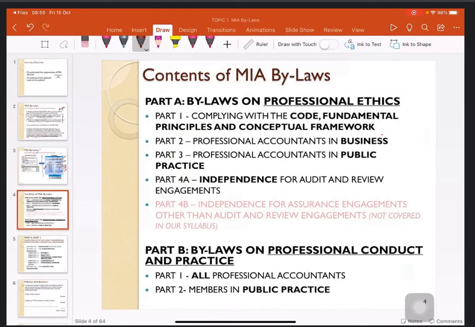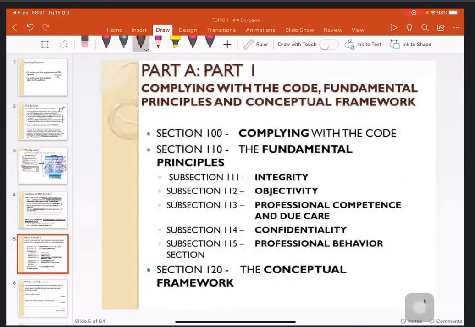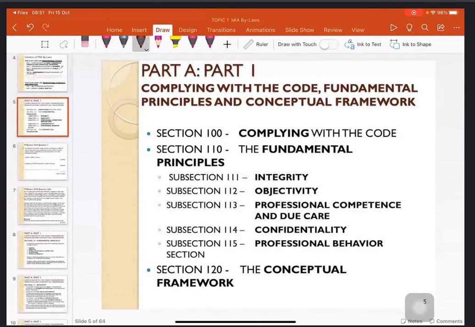Okay, now kita tengok part A, part 1. Okay, part A on the professional ethic. Part 1 we focus on the code, fundamental principle and conceptual framework. Part 2 on the business, this one kita skip, okay. Part 3 kita akan go on. Part 4 adalah independent concept, okay. Okay, now we look at part 1 class, section 100. Section 100 adalah code of ethics, okay.